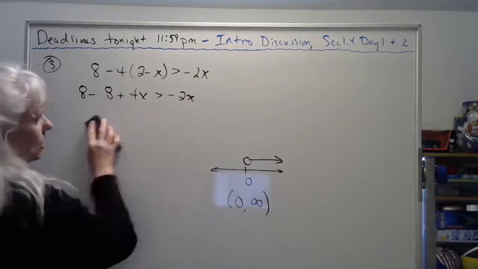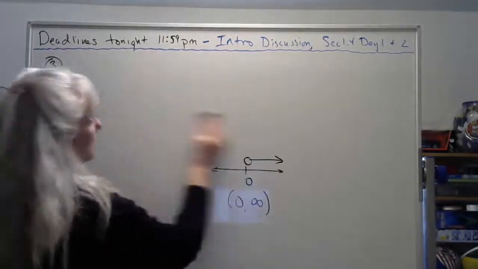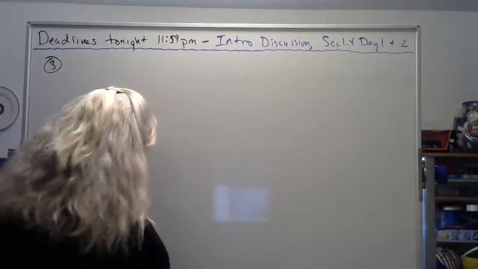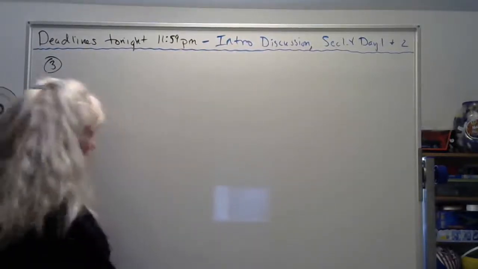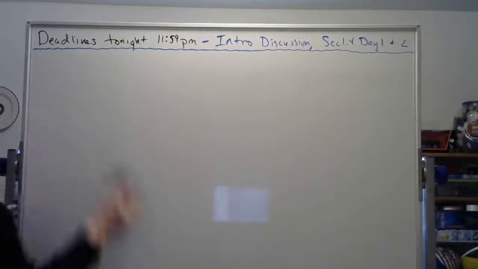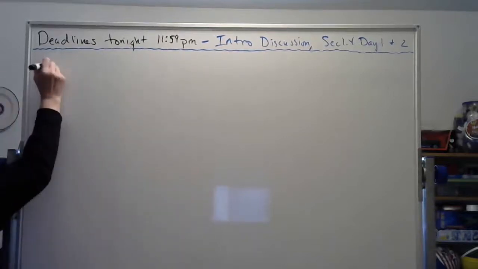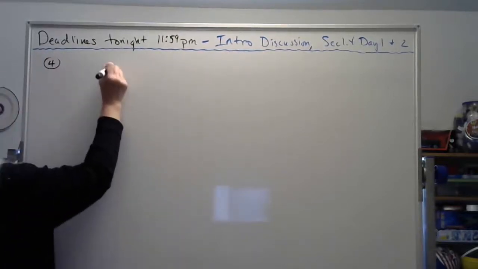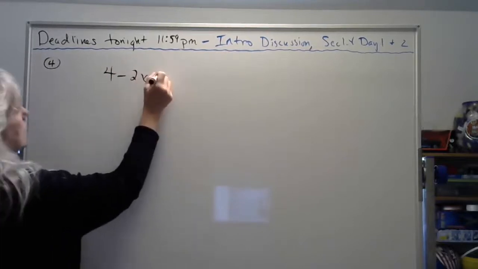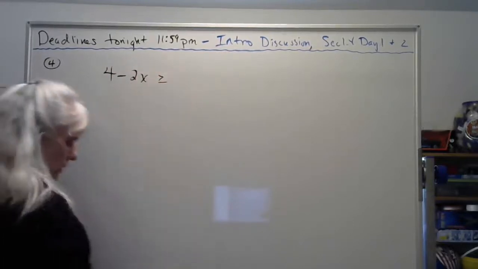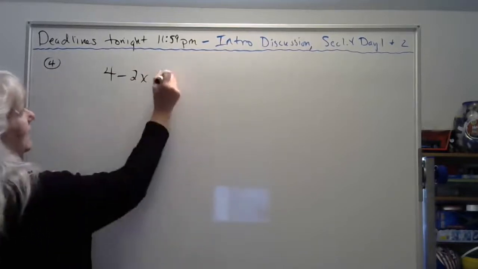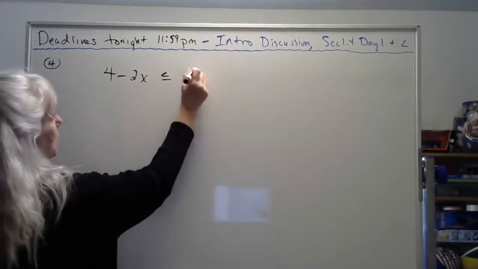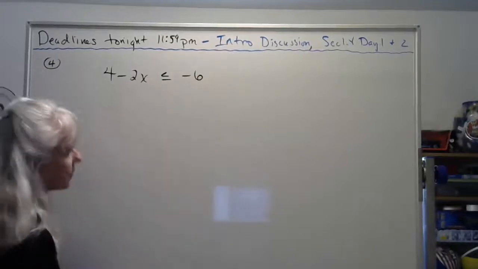Let's look at an example where we have to deal with that pesky problem about dividing by a negative. So what if we have, this would be example 4, minus 2x is greater than or equal to... no, let's do a less than or equal to negative 6.